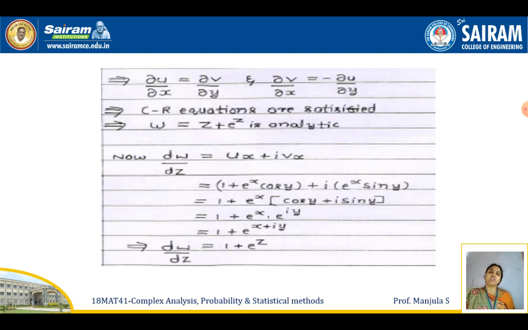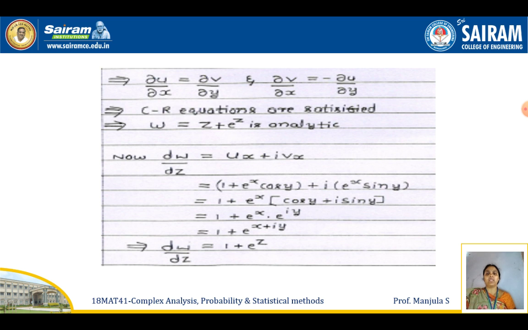Now all partial derivatives of u and v we got. Now we have to check whether CR equations are satisfied or not. CR equations in Cartesian form can be written as ux equals vy and vx equals minus uy. So you just substitute and check it out, CR equations are satisfied. So we can give the conclusion that w equals z plus e to the power z is analytic. So the first part we proved.